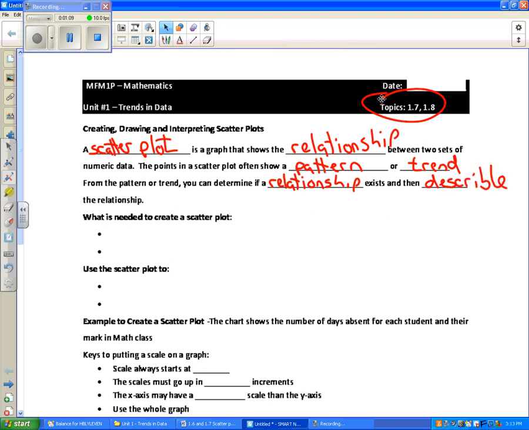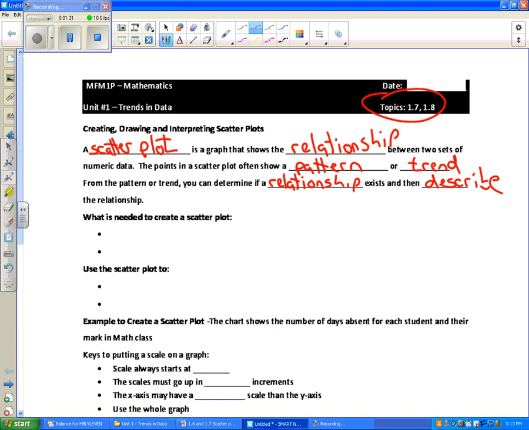So a scatter plot is a graph that shows the relationship between two sets of data, two sets of numeric data. The points in a scatter plot often show a pattern or a trend. And from this pattern or trend, we can see if a relationship actually exists, and then we can describe the relationship. Not just scribble, sorry, typo on my part, but describe the relationship.